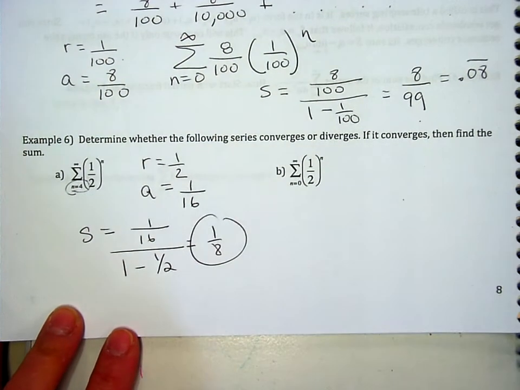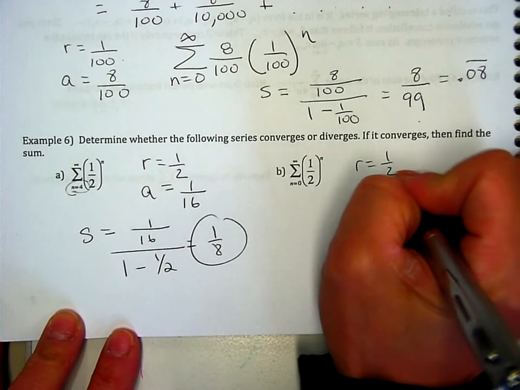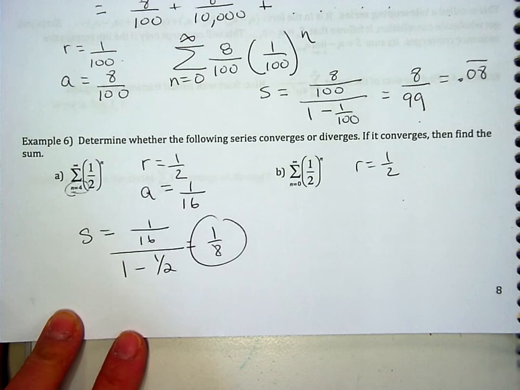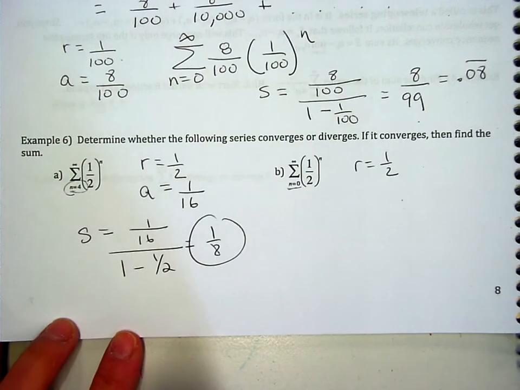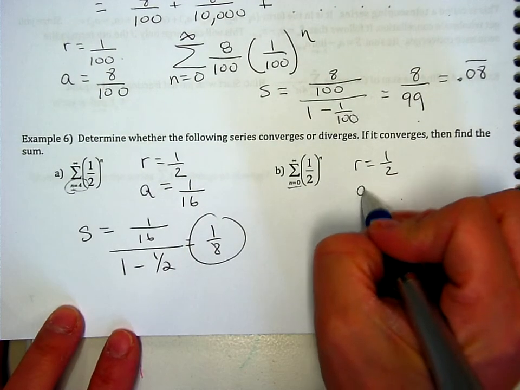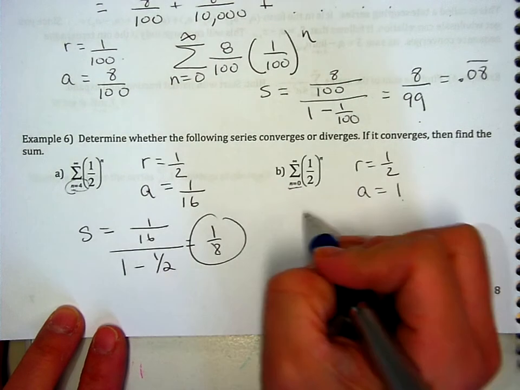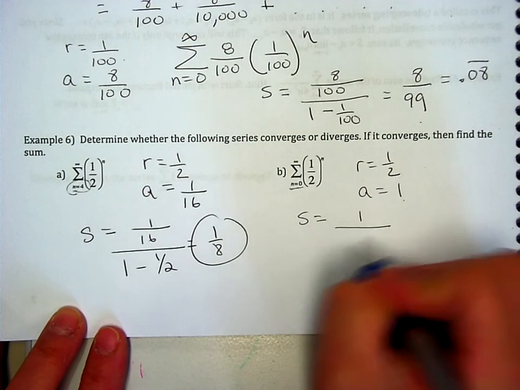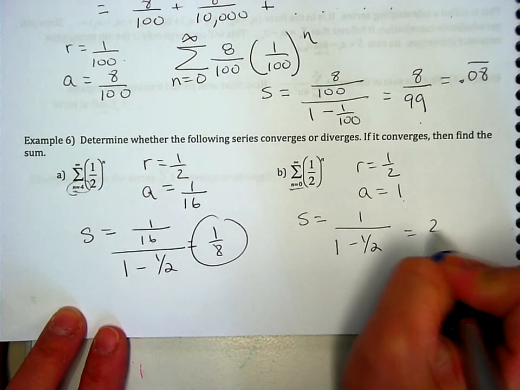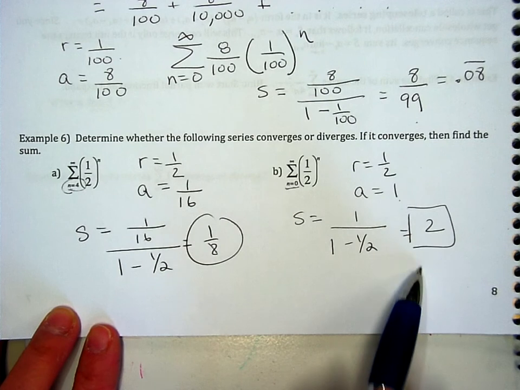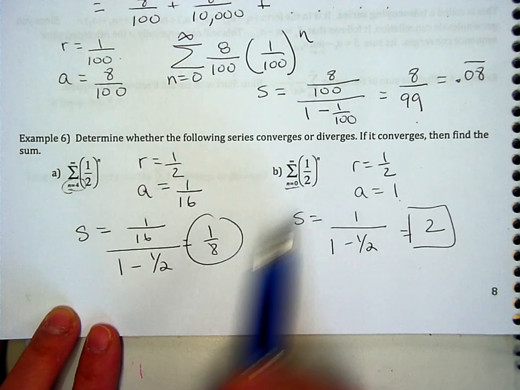B, same thing. I notice that R is also 1/2, so I know this also converges. But notice this series starts at n equals 0. So my first term will be 1. So this sum is A over 1 minus R, which is 2. And it makes sense, this sum is bigger than this previous sum because you are adding more terms here.